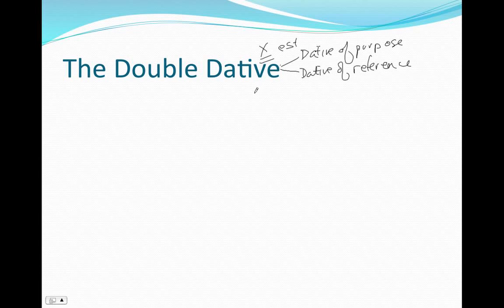So let's take a look at some examples if that definition hasn't already completely lost you. So, example 1, Marcus auxilio tibi erat. Marcus was. What was he? He was a help. Right? So here's our first dative. This is our dative of purpose.